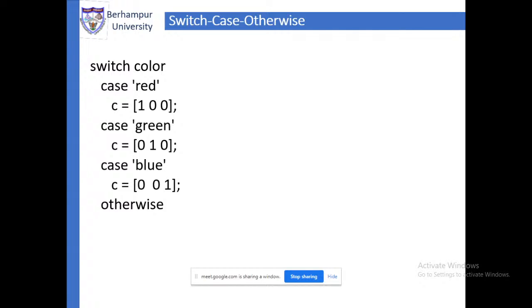Otherwise, there is an error. You can write error, invalid choice. So if the color is neither red nor green nor blue, then your choice is not valid. So suppose color is yellow, then it is not valid. Before this you can write yellow. So yellow means it is an invalid color. So this is how you do the flow.